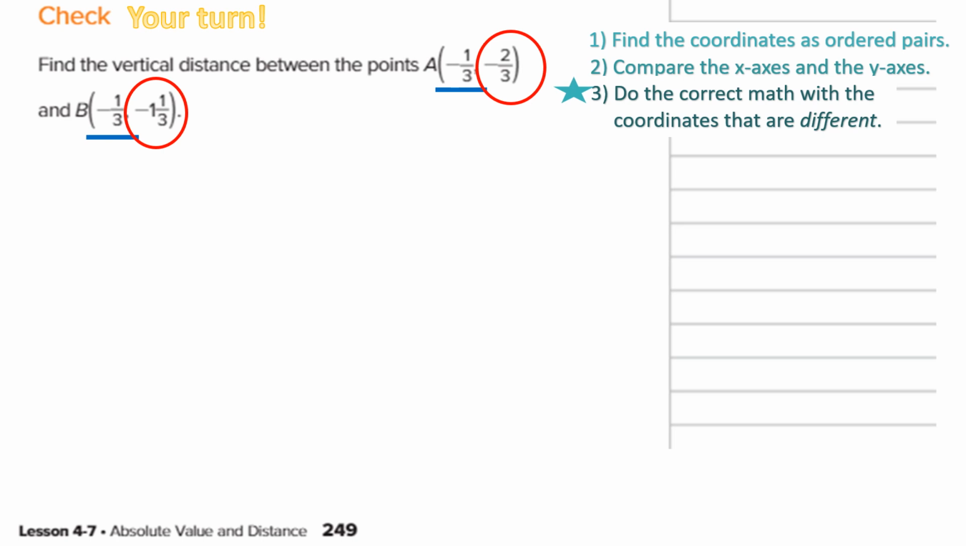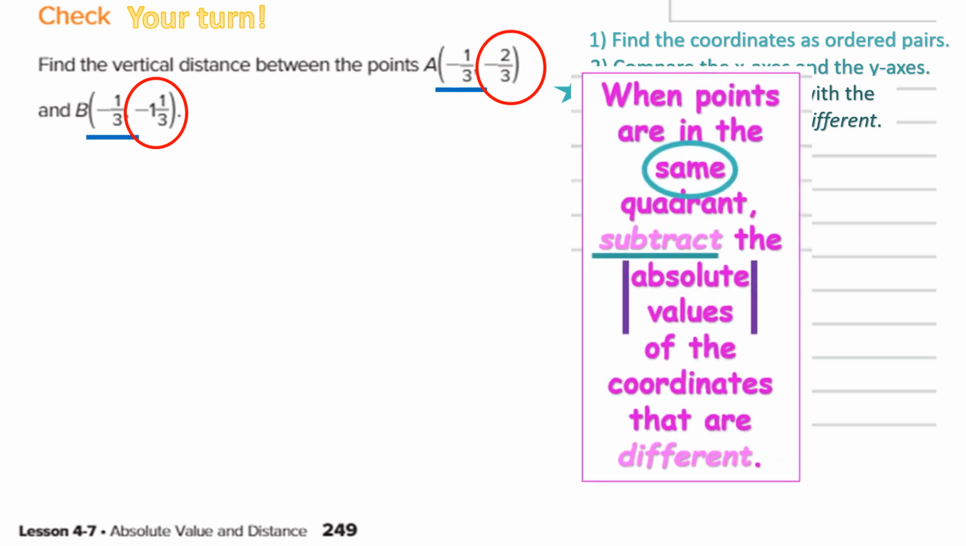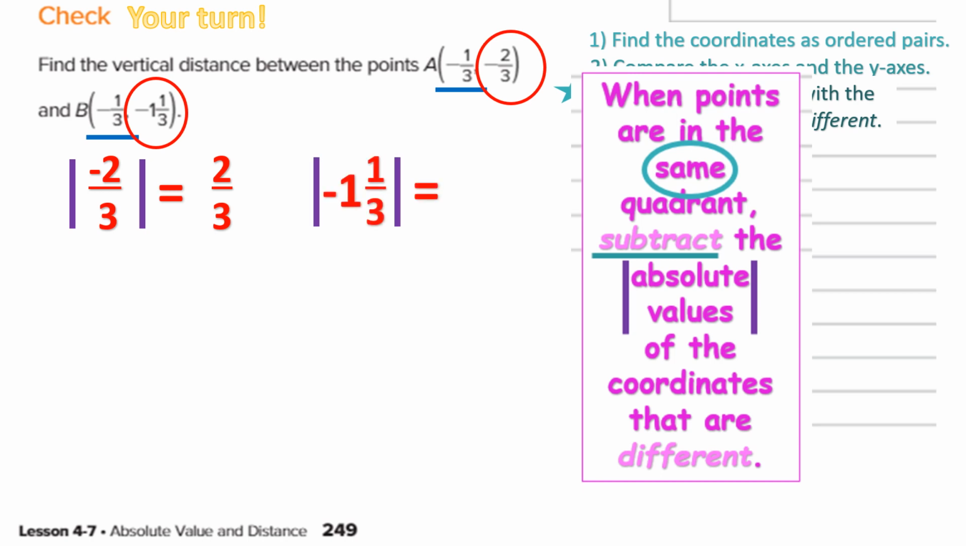They are both negative, so they're both in the same quadrant, which tells me I have to do what math? I have to subtract them. So I'm going to take my absolute value of negative 2/3, and it's 2/3, and my absolute value of negative 1 1/3, which is 1 1/3, and then I'm going to subtract them.